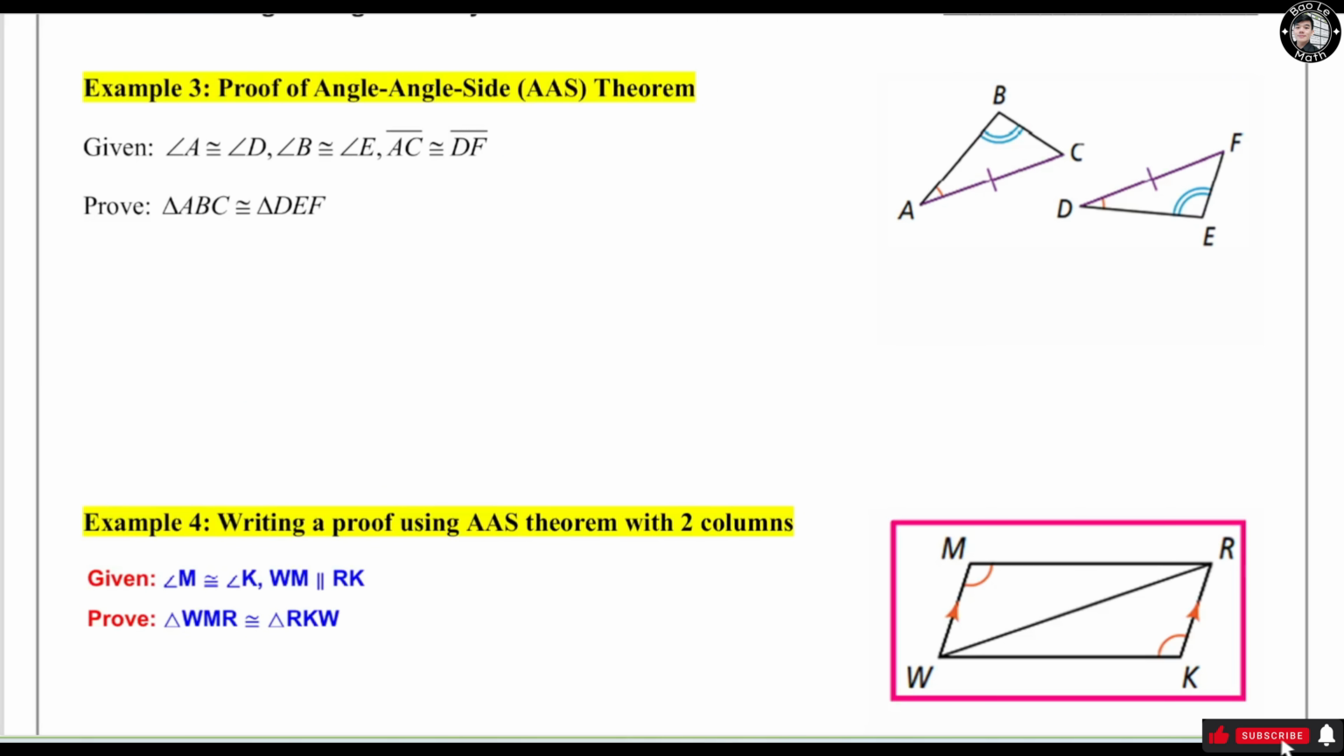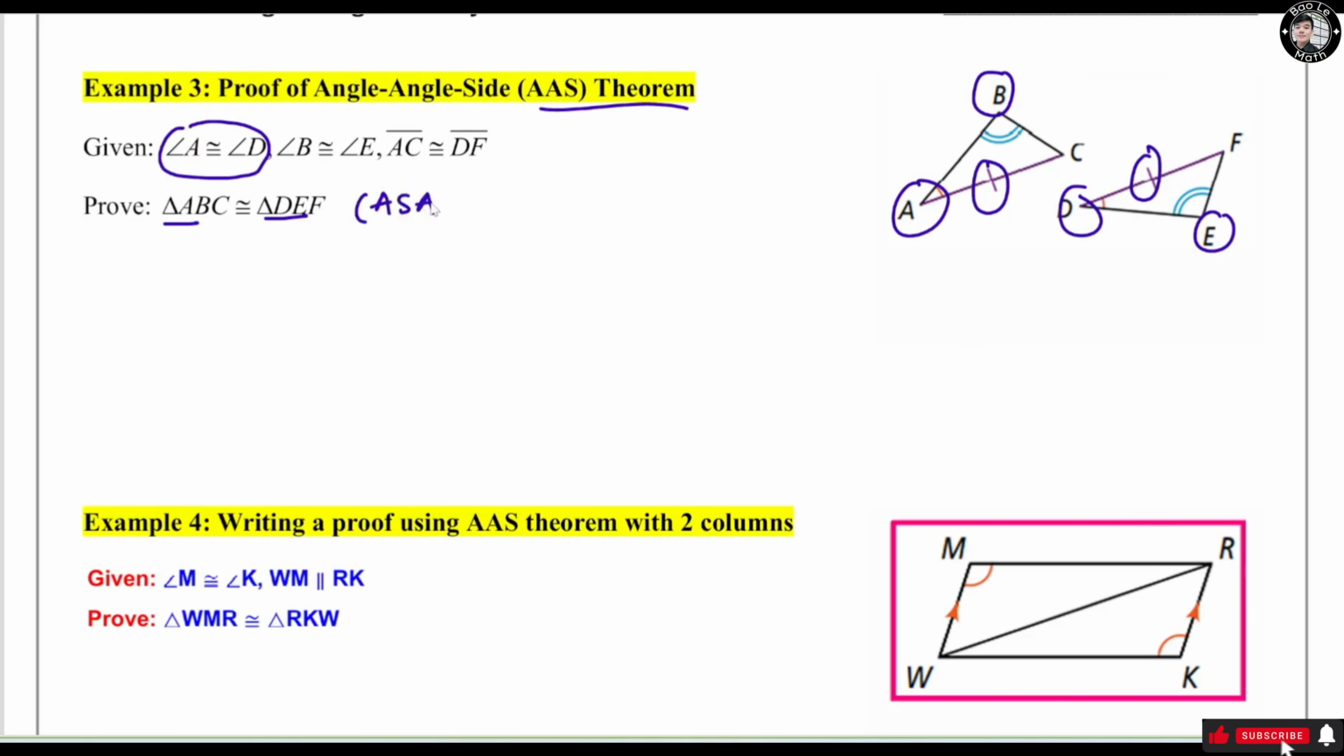Then triangle ABC is congruent to triangle DEF by ASA. Now example number 3, we're going to prove the AAS theorem. Given angle A congruent to angle D right here, angle B congruent to angle E, and side length AC congruent to side length DF, we need to prove triangle ABC congruent to triangle DEF. We're going to use the ASA theorem to prove this theorem.